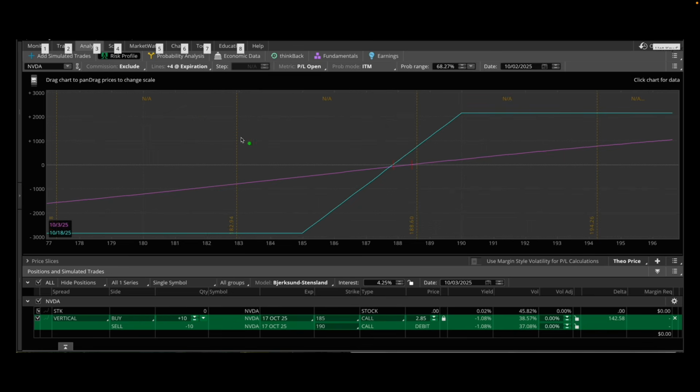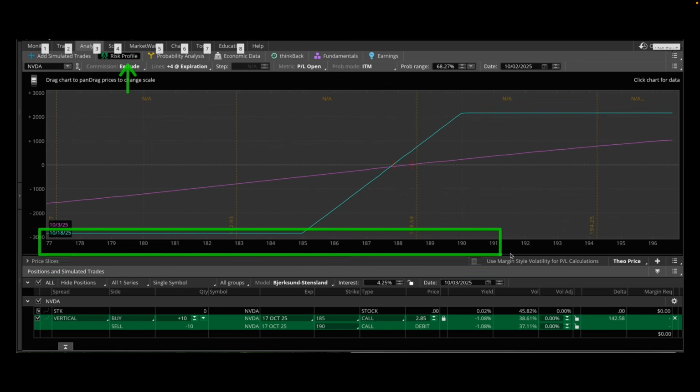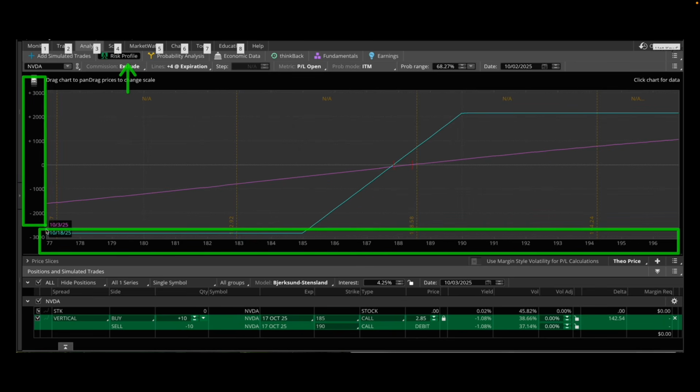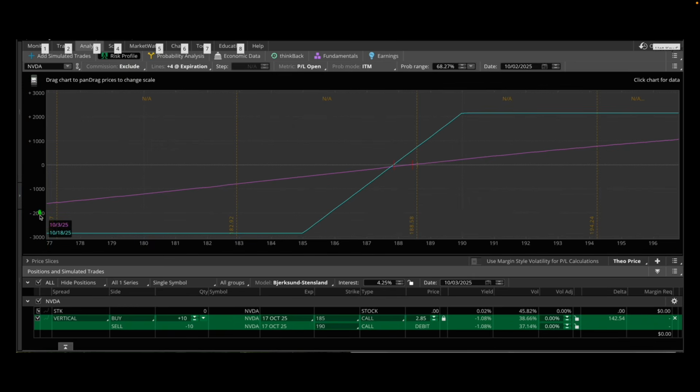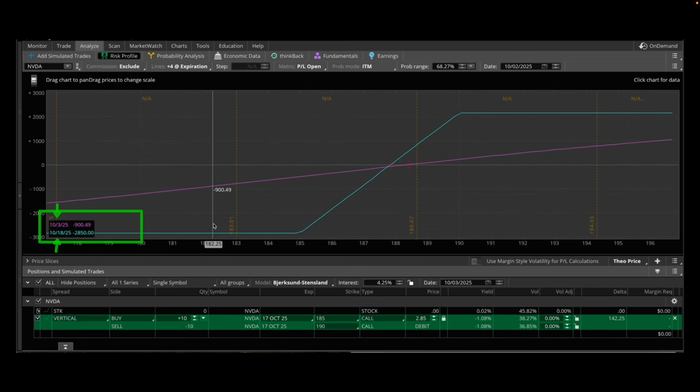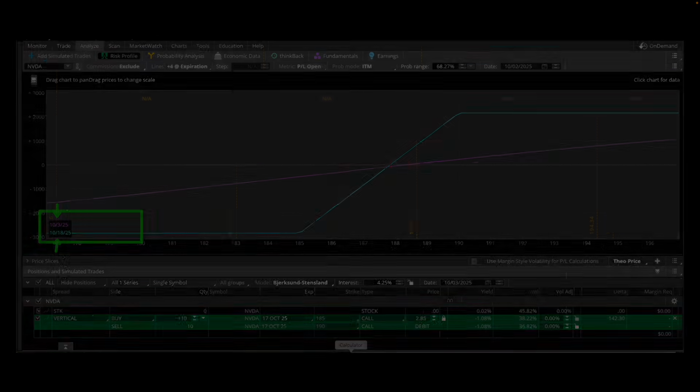When I head into the risk profile section in the analysis tab of the software, we can see the profit and loss diagram. The x-axis represents the price of Nvidia, while the y-axis represents the profit and loss of the position. The blue line represents at expiration, and the purple line represents the theoretical price of the spread given today's date. So when I move my cursor, we can see what the value at expiration would be, as well as the value of the spread given today's date.